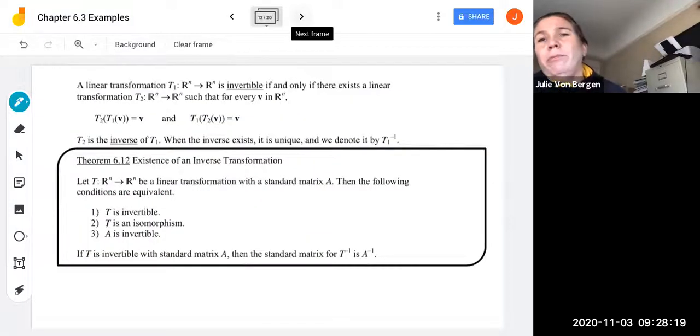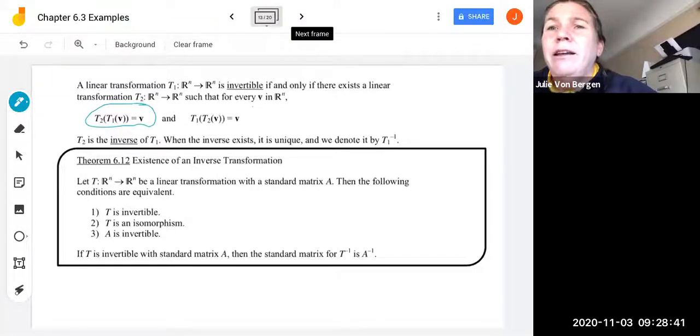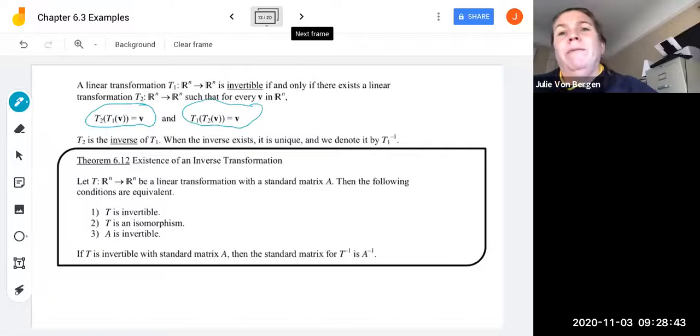All right, a linear transformation T1 from Rn to Rn is invertible, and notice it has to go with the same dimensions because we have to have a square matrix. It's invertible if and only if there exists a linear transformation T2 from Rn to Rn such that for every V in Rn, T2 of T1 of V gives us back out V, and T1 of T2 of V gives us back out V. So then we can say T2 is the inverse of T1.